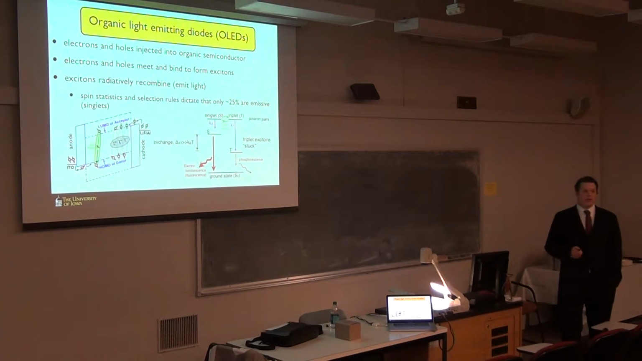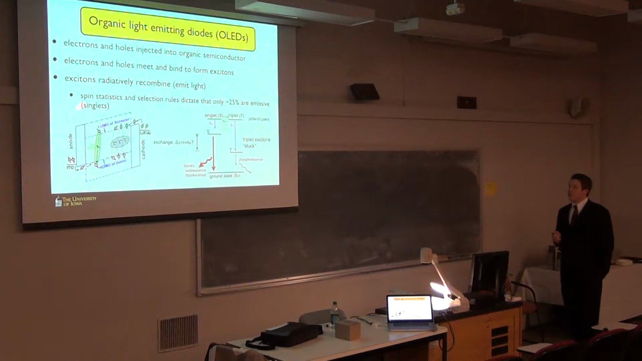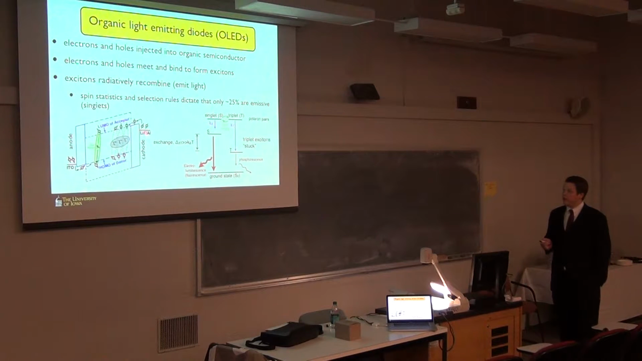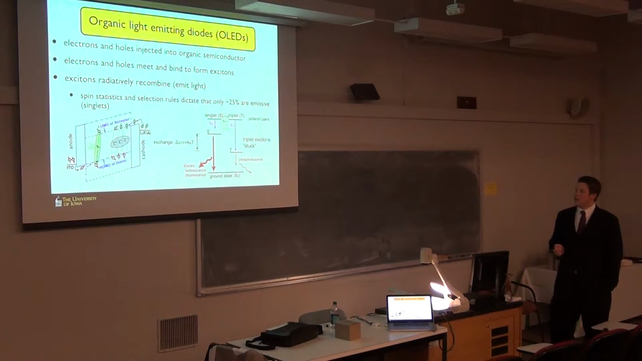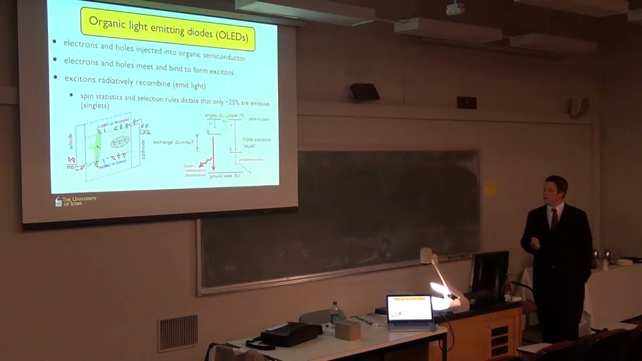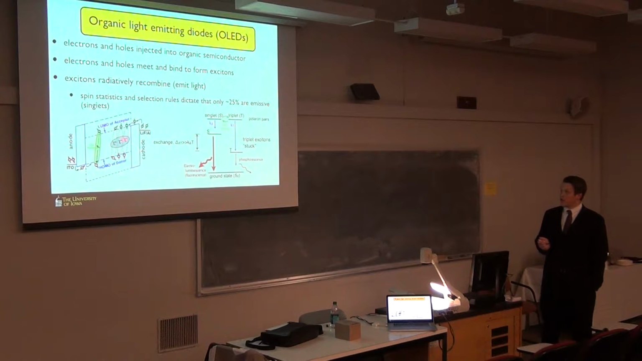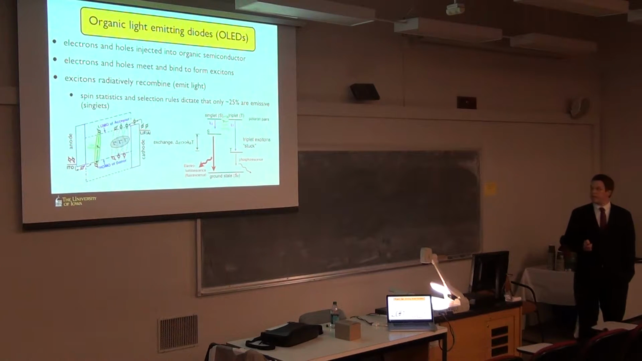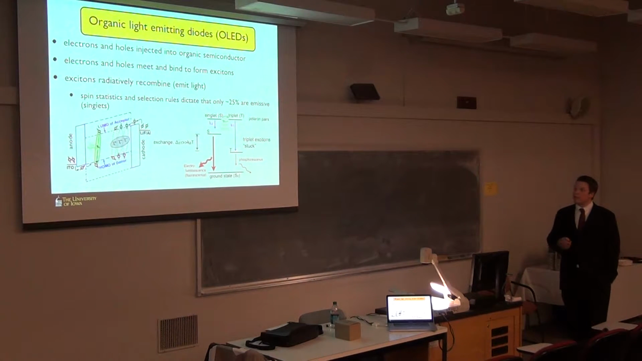So here's a little intro to the OLEDs. Essentially electrons and holes. Here's your anode and your cathode. In the middle here, you have an organic semiconductor. And you inject electrons on one side, holes on the other side. And there's an electric field, so they tend to flow to the other side. They meet up in the semiconductor, forming triplet excitons or singlet excitons. And as I said before, the triplet excitons are relatively inert, and singlet excitons are what gives us our light.